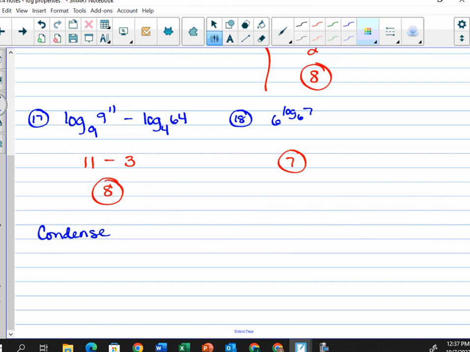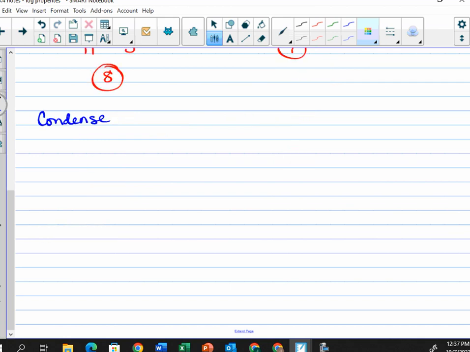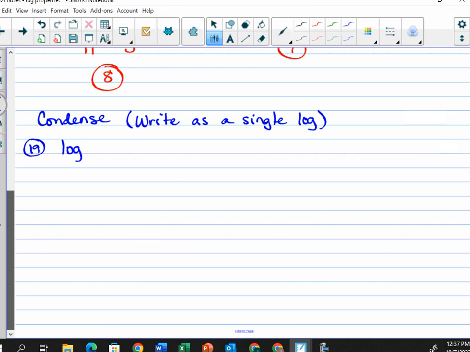All right, next section, we are going to condense. So we're going to keep looking at our properties of logs and use them to condense things. The directions you might also see could say write as a single log. Let's do log base 2 of 5 plus log base 2 of 7. And let me walk you through this one.